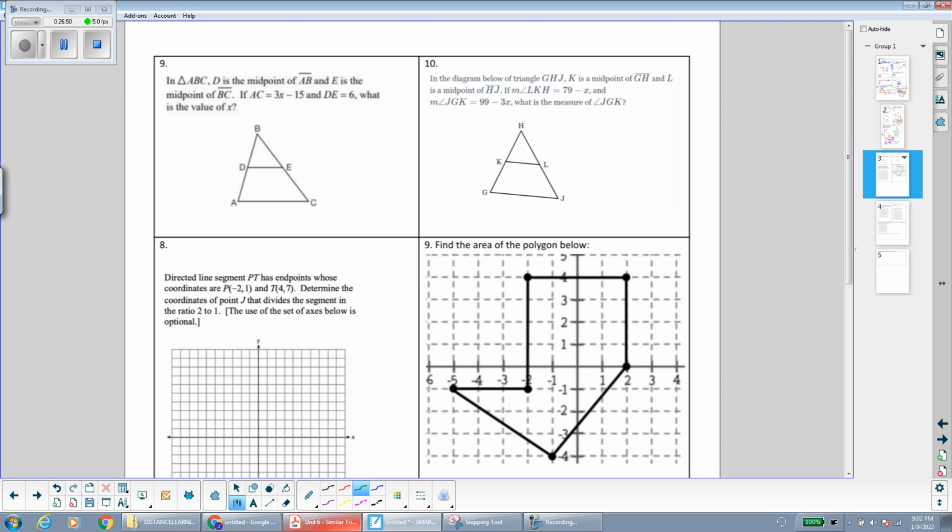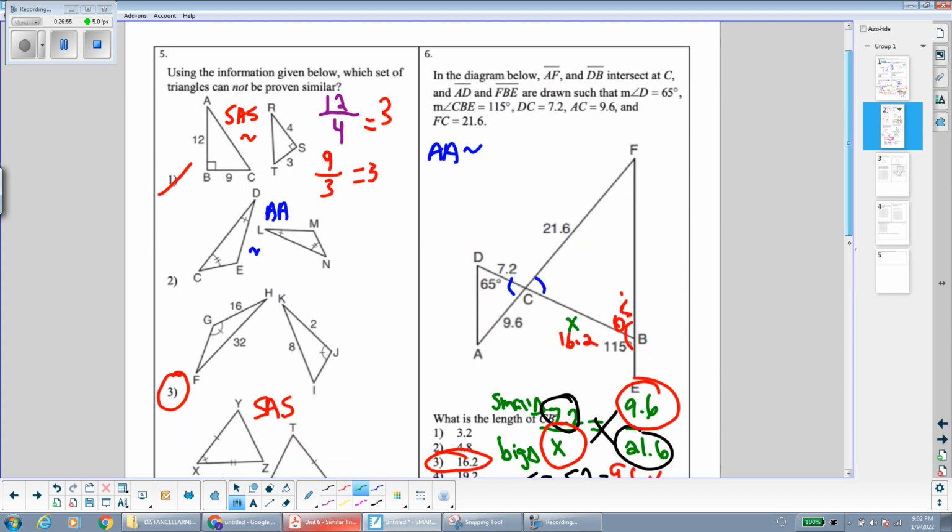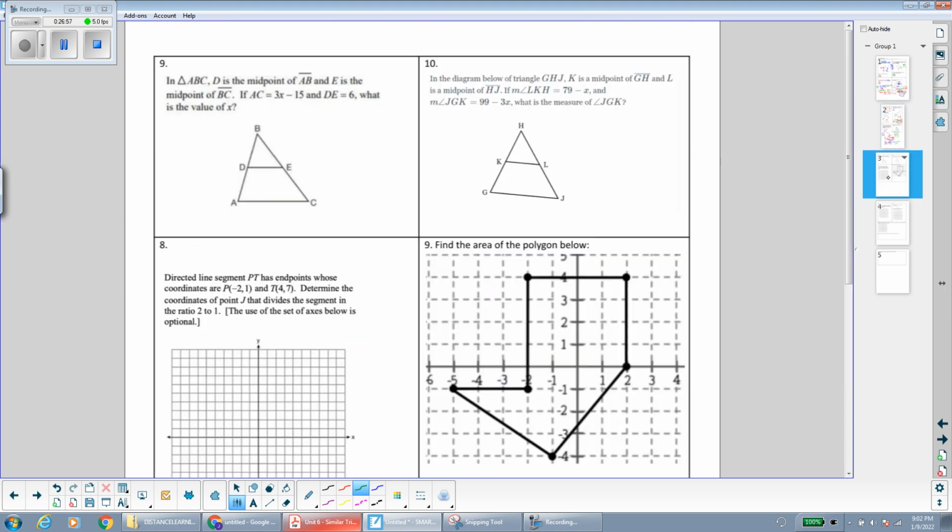Okay. In triangle ABC, oh, we just did this one. That was the same exact one that we just did. So we're not going to do number 9 again because that was a repeat.